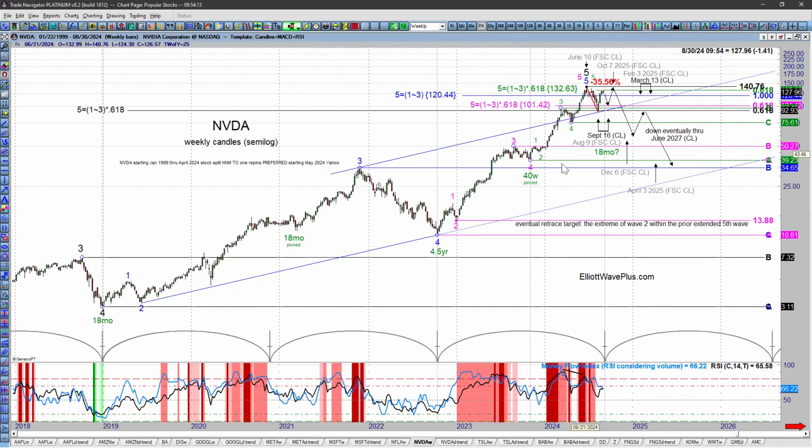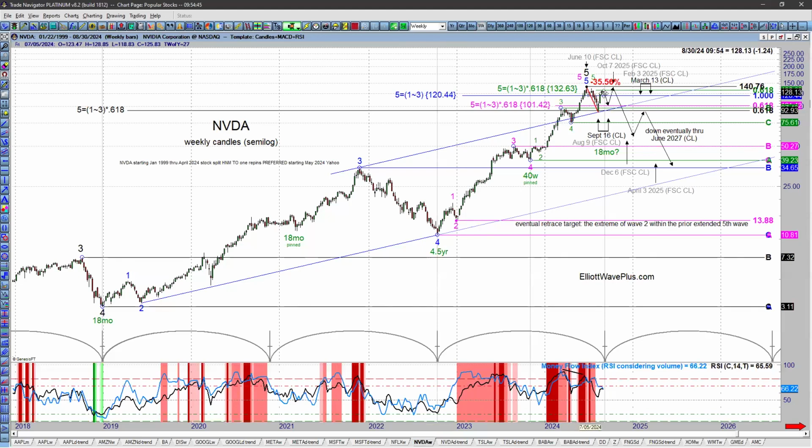The best target for an extended fifth wave in NVIDIA was at 125-ish. And there's a couple of other Fibonacci targets very nearby for the end of the fifth wave up. One here, the pink, and another one here, the green, so the end of the green 1, 2, 3, 4, 5. So in my opinion, as an Elliottician, NVIDIA has completed not only a 5-wave up structure from the late 2018 low, it has also completed an extended wave 5 up from the October 2022 low.